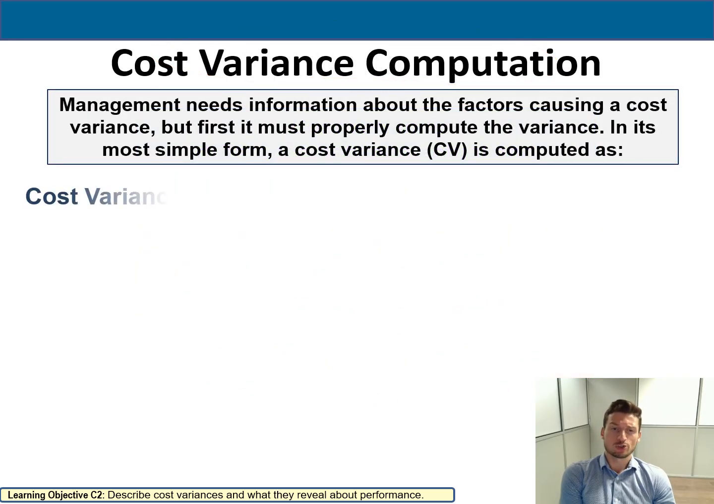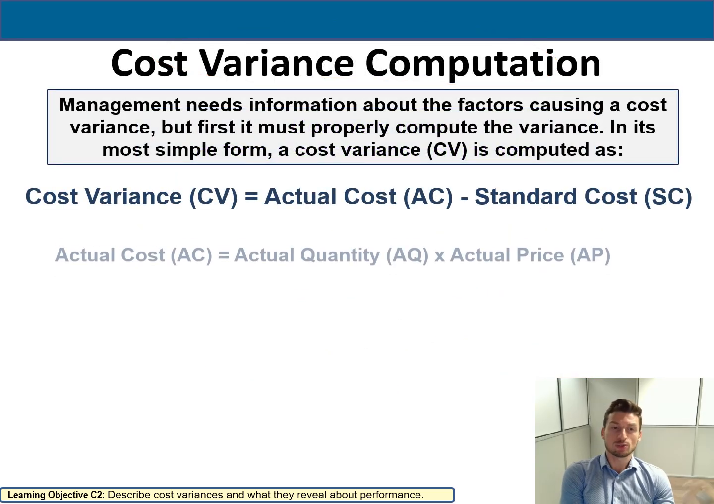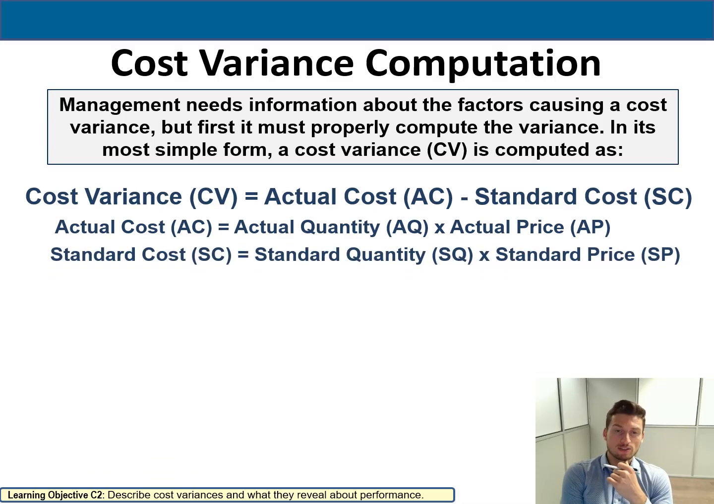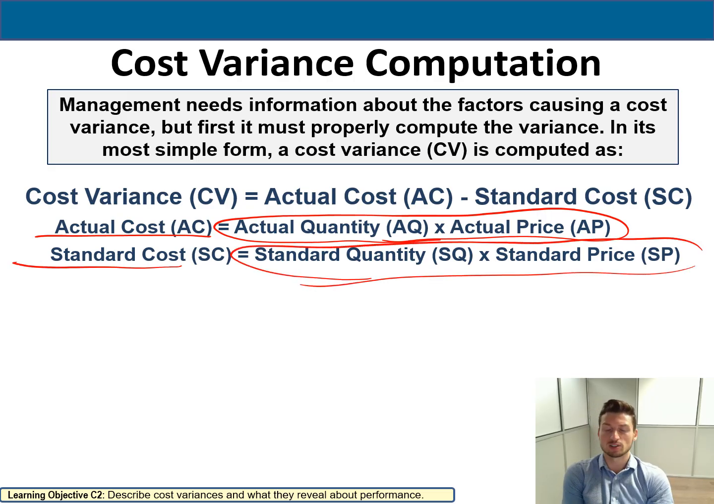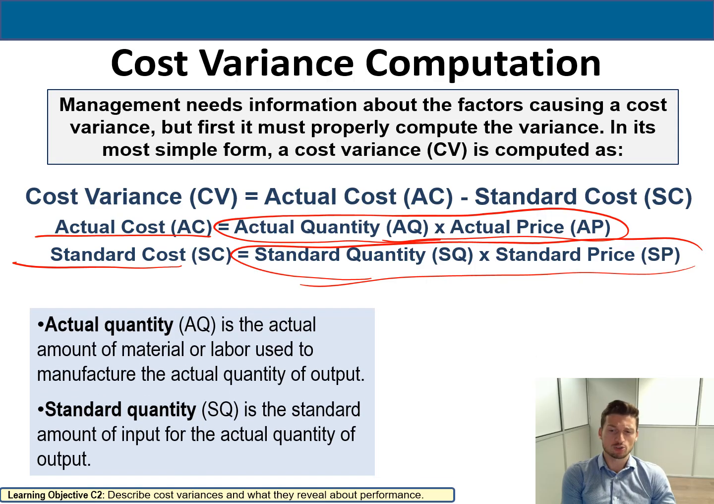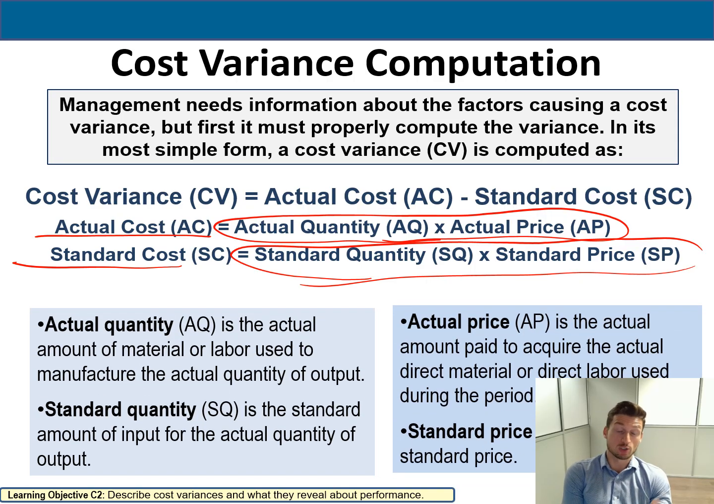How do we calculate cost variance? The general formula is the following. Cost variance equals actual cost minus standard cost. So what is actual cost? Actual cost is actual quantity times actual price, and standard cost is standard quantity times standard price. This is the general formula, and here you have definitions of each one, which is in your book as well.